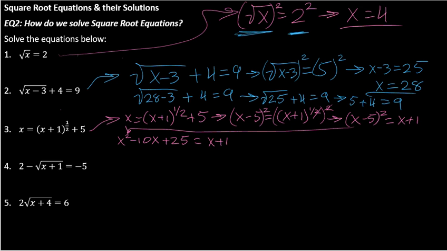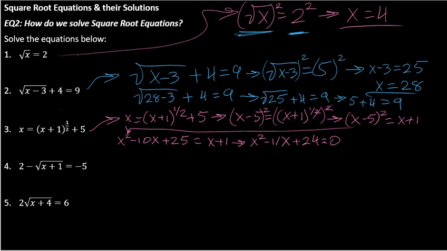Let's go ahead and move everything to one side because it's quadratic now, and we want to set it equal to 0. So I'm going to subtract x and subtract 1. So I'm going to have x squared minus 11x plus 24 equals 0. And I can use AC grouping here.